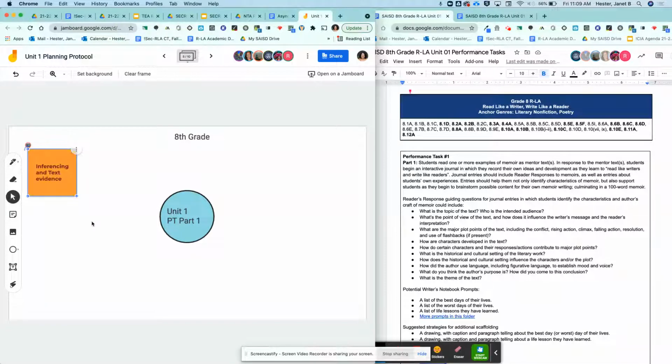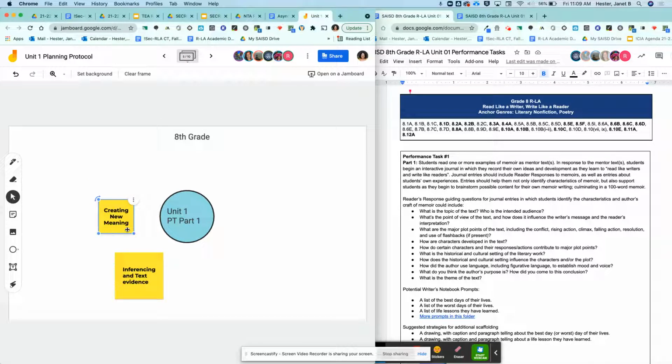Okay, so once the students have done some of the inferencing, they should be unpacking the characters. So I think that's another standard that we might want to include. That would be the character motivation. Perfect. The skill would be analyzing the character's motivation. So I'm going to add that one as well.